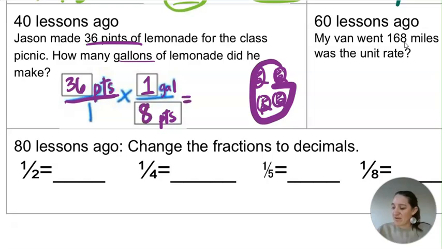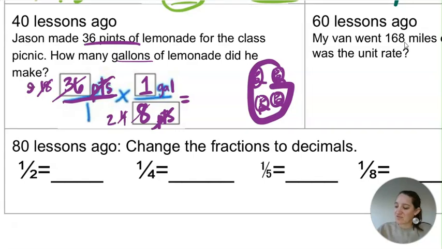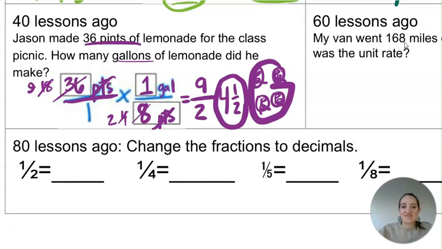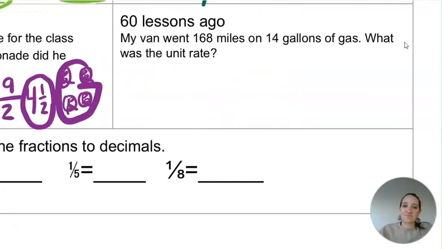So when I multiply, I'm going to cancel out those pints. I could also simplify those, couldn't I? Divide both by 2, that'll give me 4 and 18. Divide those by 2, that'll give me 2 and 9. So when I multiply straight across, I get 9 halves, which is the same as 4 and a half. So 4.5 gallons of lemonade.